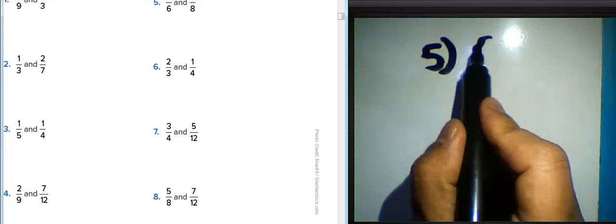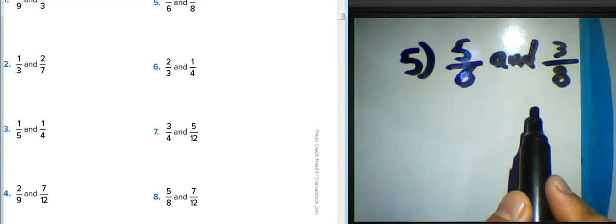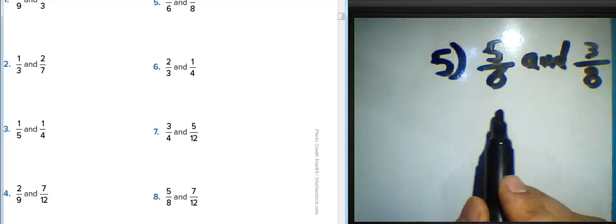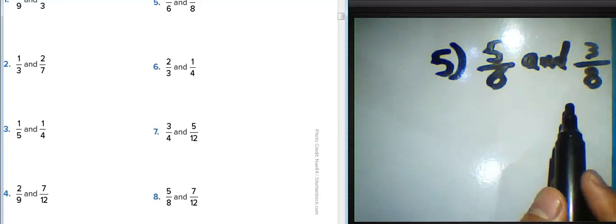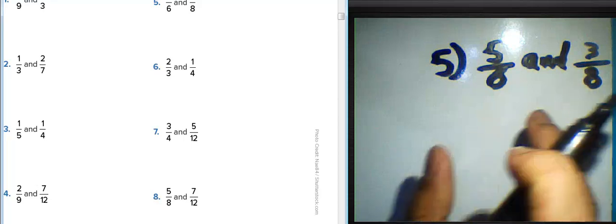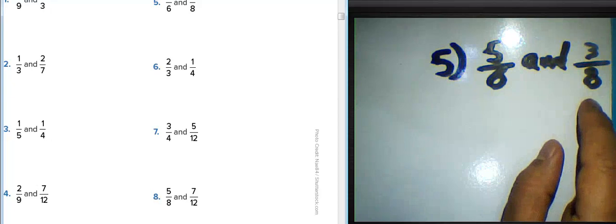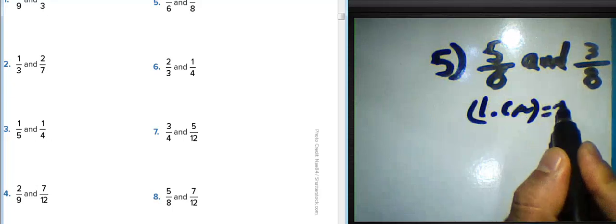Look at question number 5 here. 5 over 6 and 3 over 8. Look at the denominators here, 8 and 6. 8 can't be divided by 6. So we must find the least common multiple between the two denominators. 8 can't be divided by 6. So we must add 8 to 8. 8 plus 8 equals 16. 16 can't be divided by 6. Add again 8 to 16. It will be 24. 24 can be divided by 8 and 6. So the least common multiple between them will be 24.